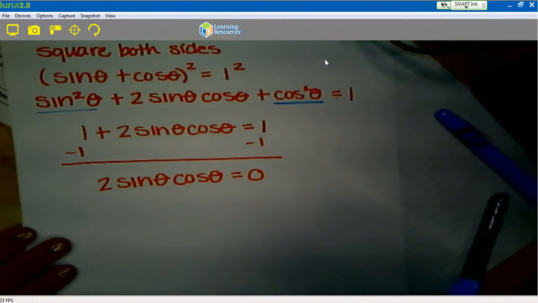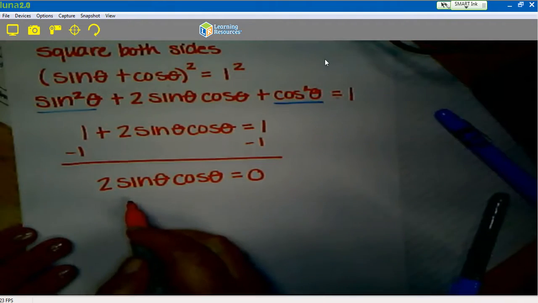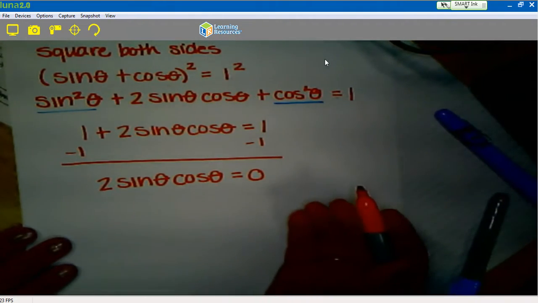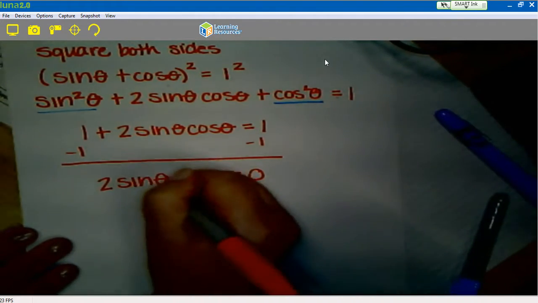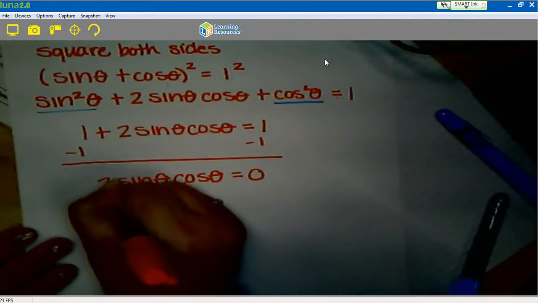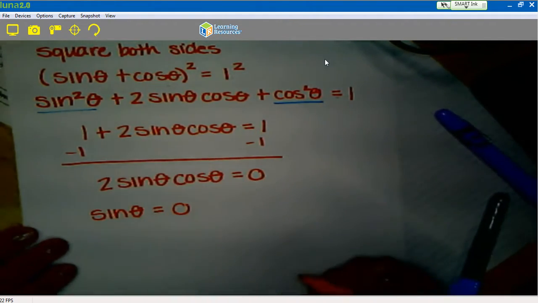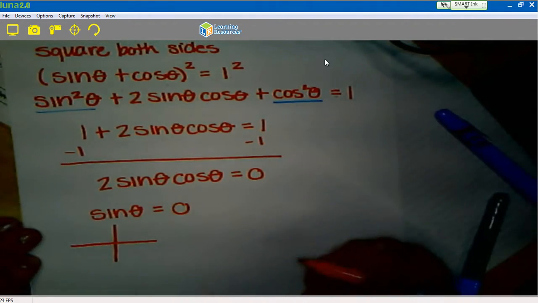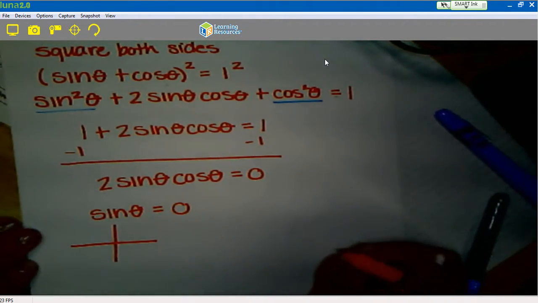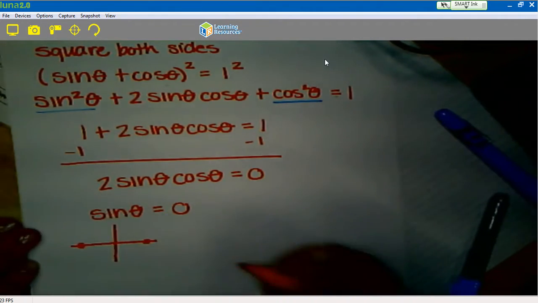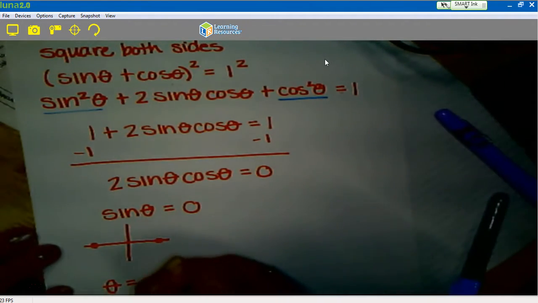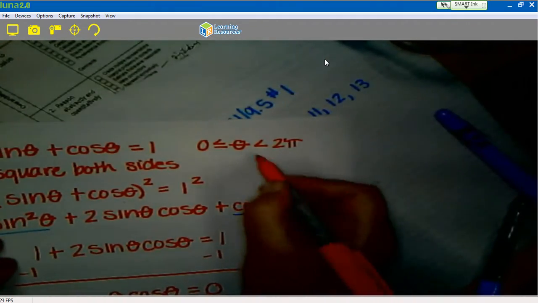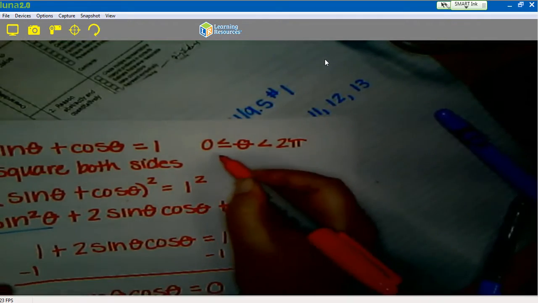So now we can apply the zero product property. This is like saying 2xy equals 0, so therefore x must equal 0 or y must equal 0. This 2 is really insignificant. We're concerned with what those angles are. So sine theta is equal to 0. Okay, so that's talking about our y value, where the y value is 0, to the right and to the left, where theta is equal to 0 and pi. We cannot say 2 pi because up here it tells us that we have to be less than 2 pi, but we are allowed to equal 0.